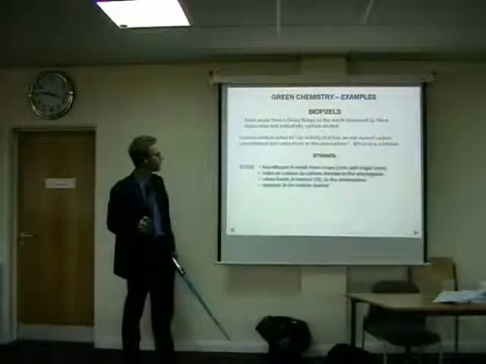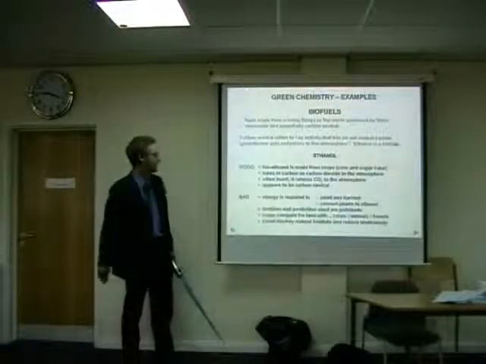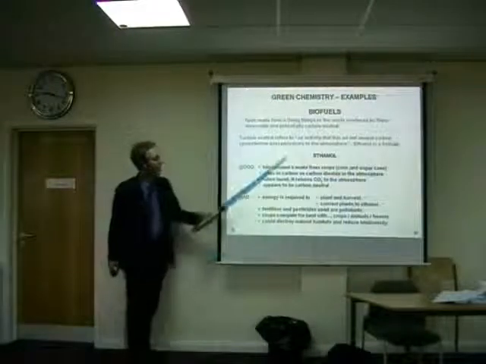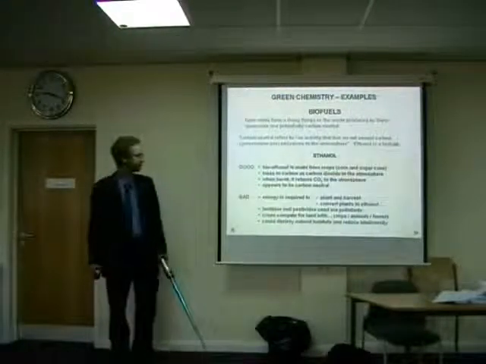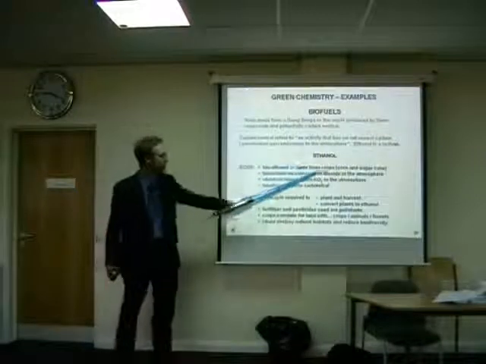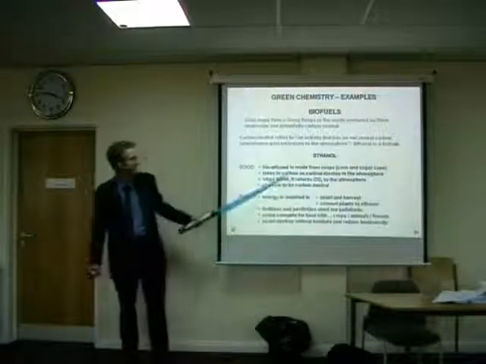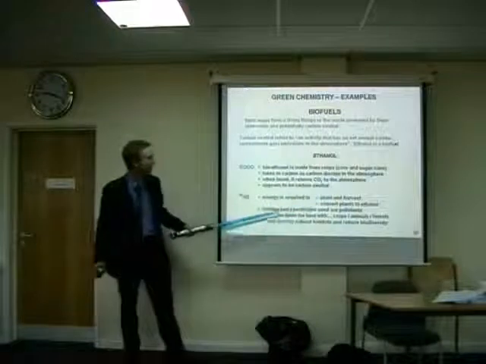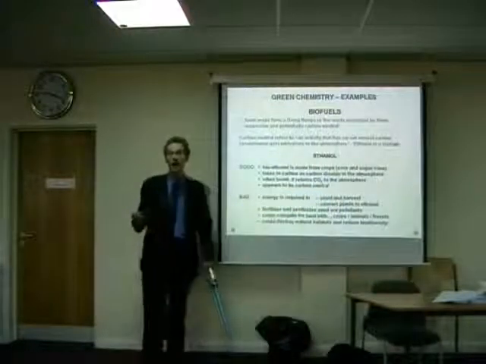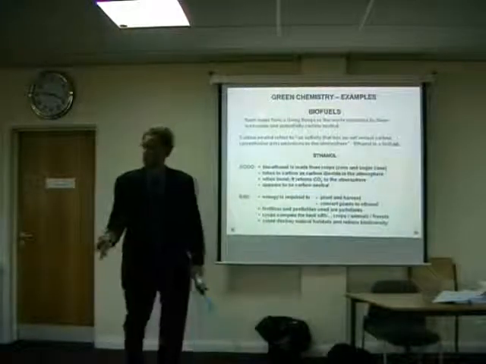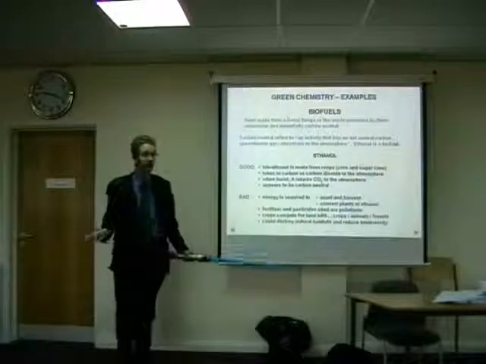Biofuels. Ethanol is used as a biofuel. It's made from crops, e.g. corn and sugar cane. Takes in carbon as carbon dioxide from the atmosphere. When burnt, it releases the CO2 back to the atmosphere, but the carbon came from the atmosphere in the first place, so it's got to be carbon neutral, right?